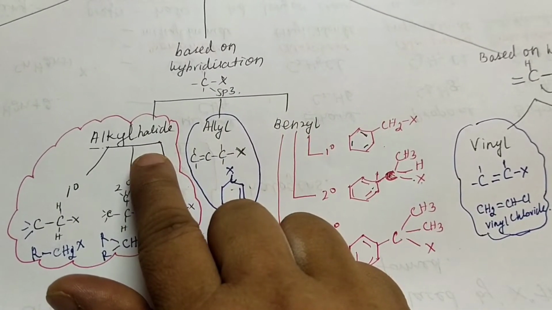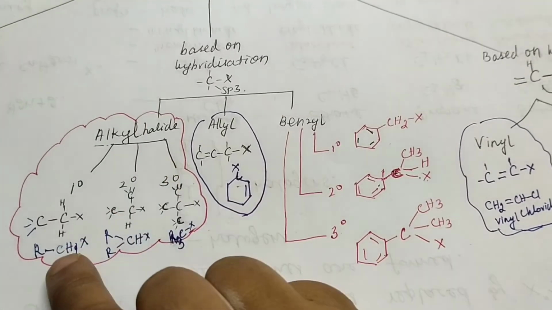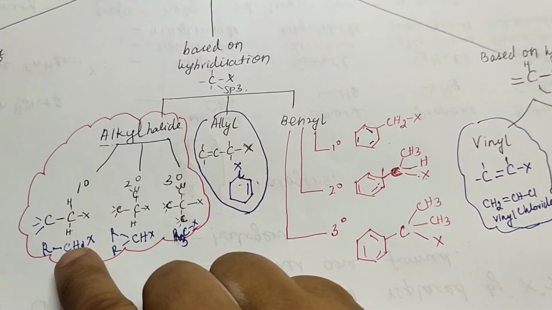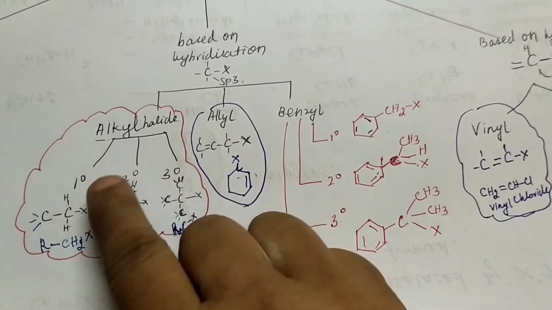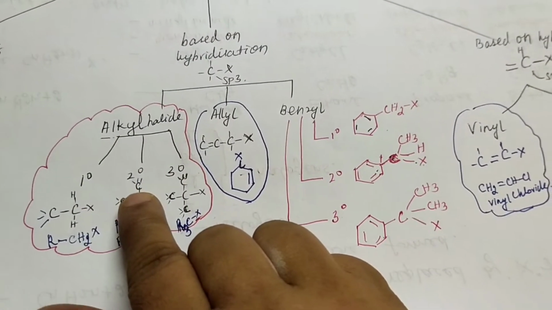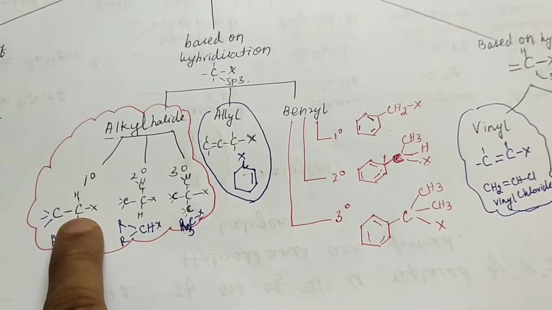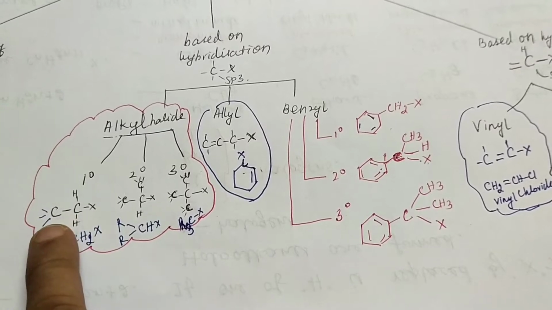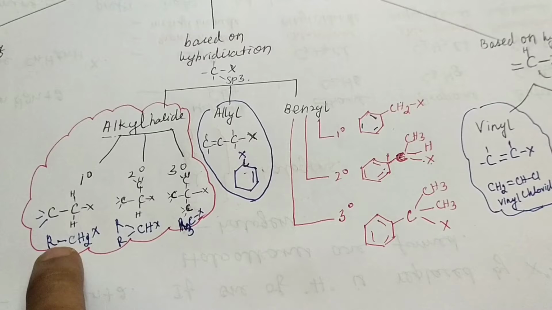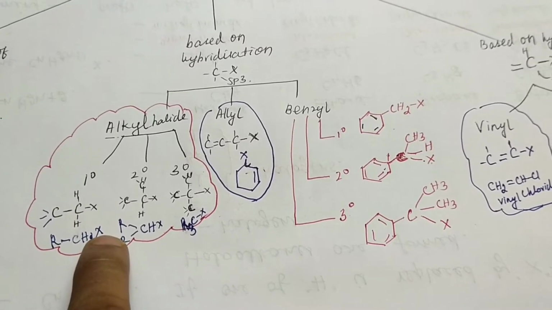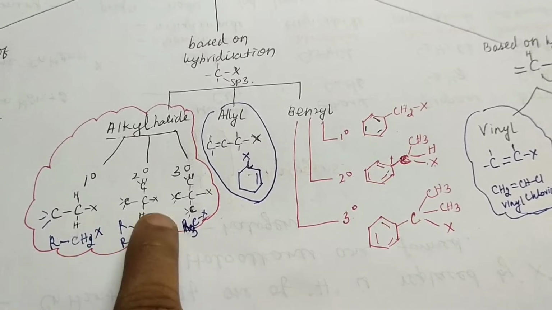First, alkyl halide. Here all the valencies of the carbon are only single bonds. Throughout the compound there are only single bonds. It is further classified into primary, secondary and tertiary. Primary halide: the halogen attached carbon is in turn attached to one other carbon. So we have RCH2X, which is primary.